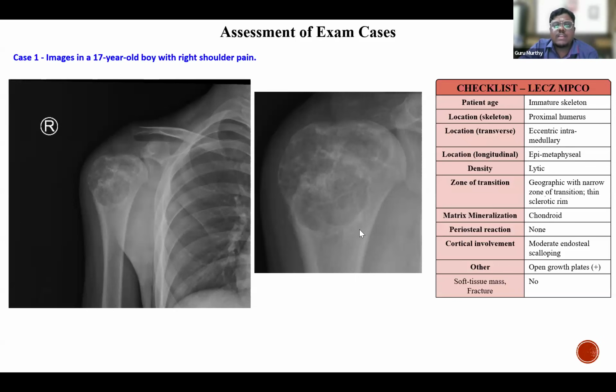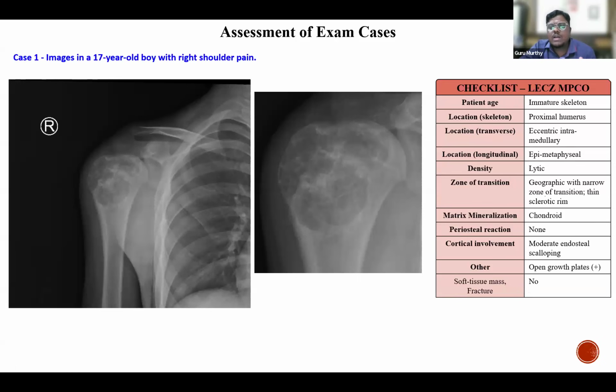And to an extent, there is no obvious periosteal reaction, at least in this particular view. And if you see, a moderate scalloping is seen along the lateral aspect. And are there any other lesions? No other lesions are seen in our X-ray. As such, there is no soft tissue mass. The muscle plane and the fat plane over it are all well made out. So we have filled the checklist. It appears as though it is a benign entity.